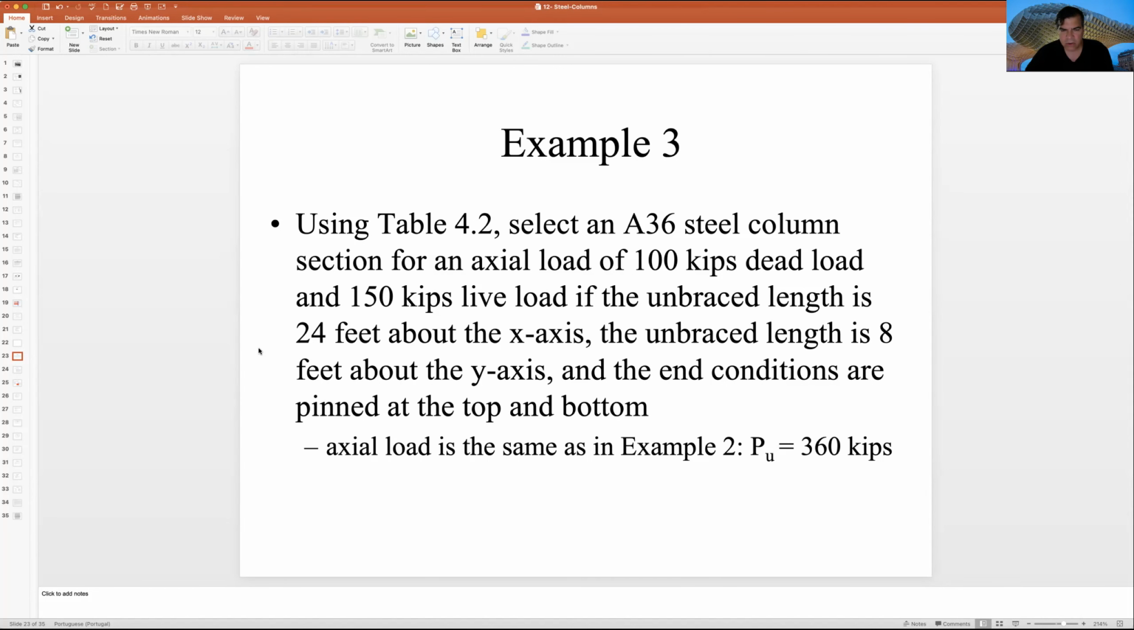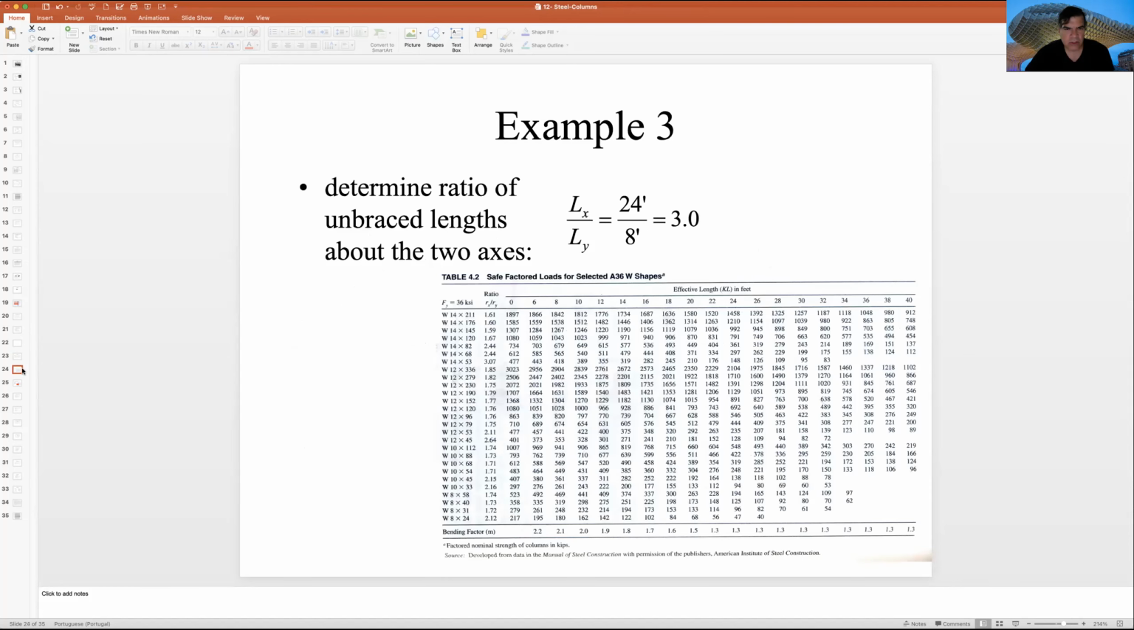Well, again, we don't need to use a K factor because it will be 1. The axial load is the same that we had before, is 360 kips. We have the same load. Well, we need to select which kind of steel column section we will have. First, we make sure that we have a ratio of unbraced length about the two axes that is adequate, because the difference between them cannot be that huge. This is something that is very relative. You don't need to do these calculations for the test. I will always make sure that the ratio is adequate.